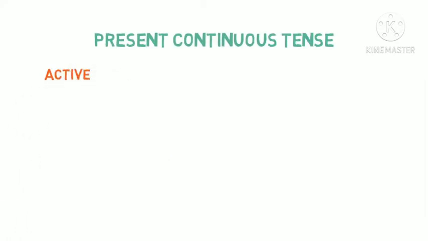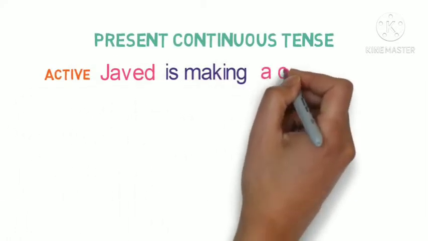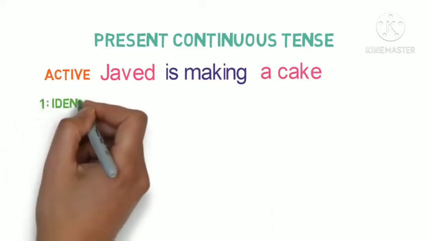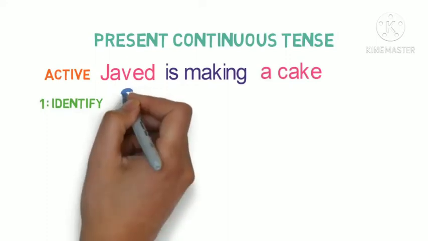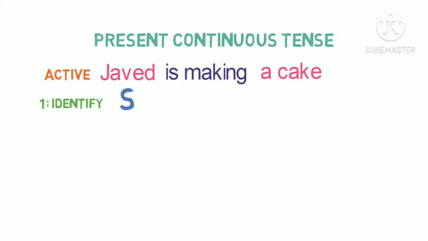So next one, present continuous tense. Let's look at an example. In active voice, Javed is making a cake. So we should identify subject, verb, object. Javed is the subject, making is the verb, and a cake is the object in the given sentence.